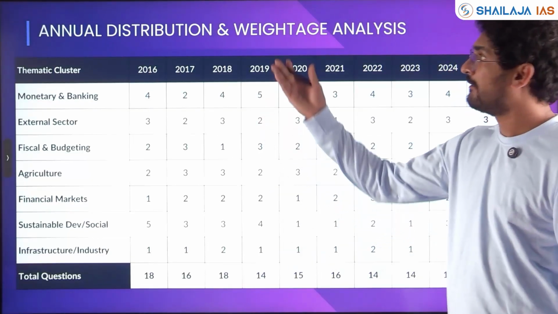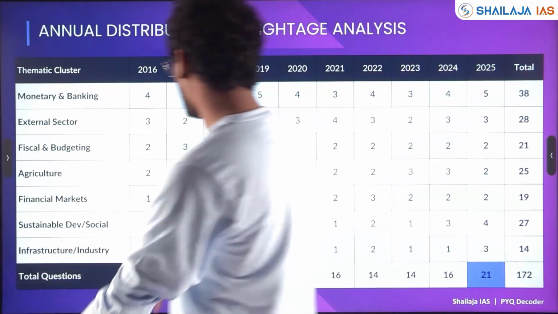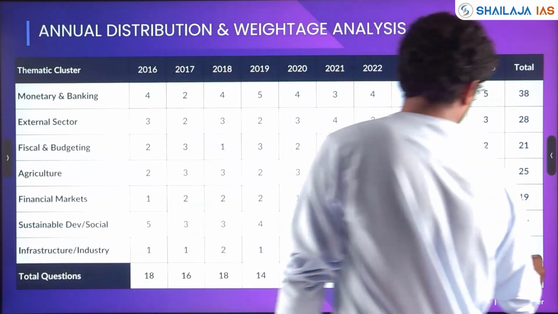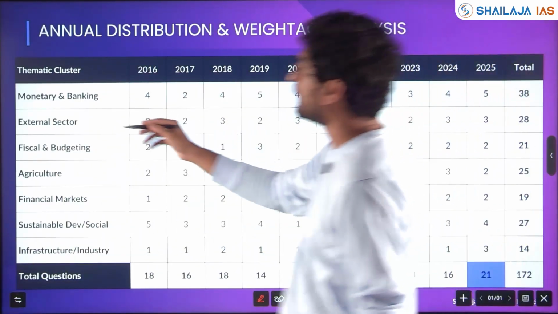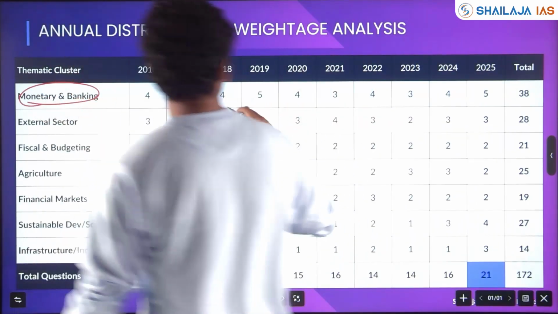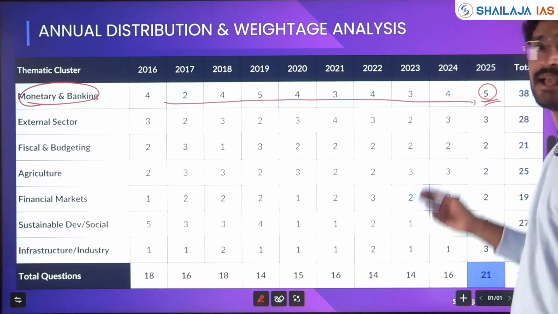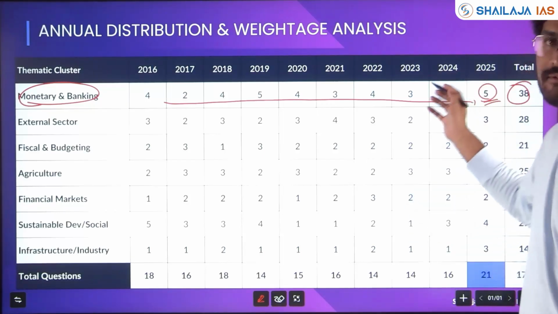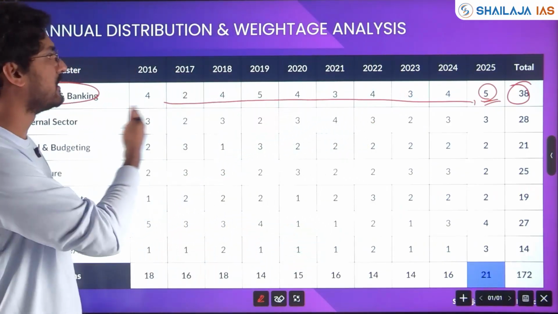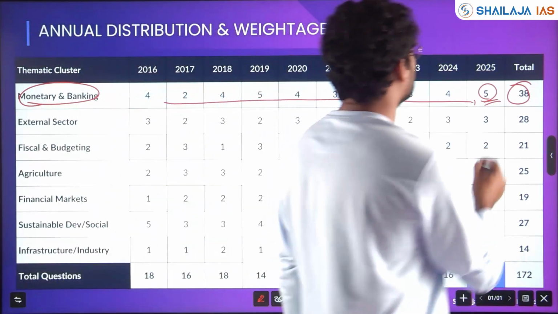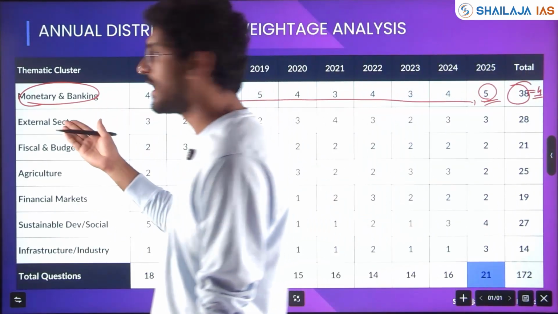So we'll see the very important distribution and weightage analysis in the economy one by one. If you see in 2025, monetary, okay, and banking, always it has 4 to 5 questions, and it has the highest questions in the last 10 years. I have taken here the distribution of the last 10 years, and 38 questions have come in the last 10 years. On an average, 4 questions are coming from this itself. Monetary policy and banking are very important.